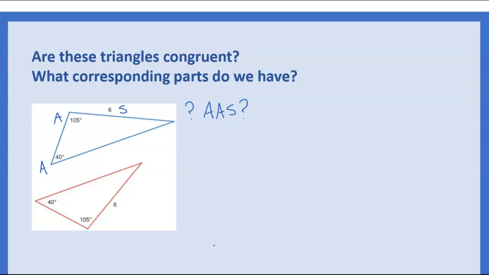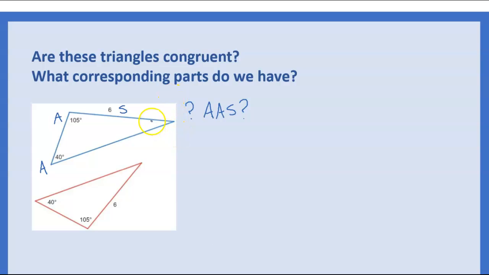But look at these triangles for a second and think about that triangle angle sum theorem we just talked about. Is there anything else you can tell me about these triangles that we can sort of deduce from that theorem?